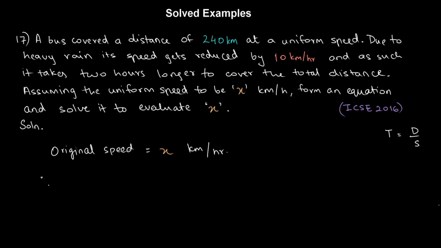So therefore, the time taken to cover 240 kilometers. So remember, time is distance upon speed, will be distance, which is 240, divided by speed, which is x hours, right? Time, distance in kilometers, speed in kilometers per hour, so time would be in hours.